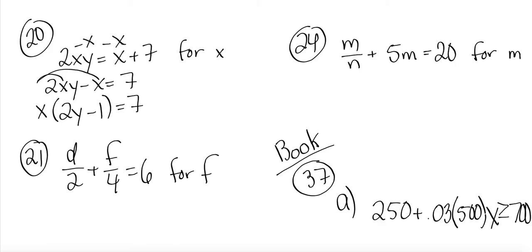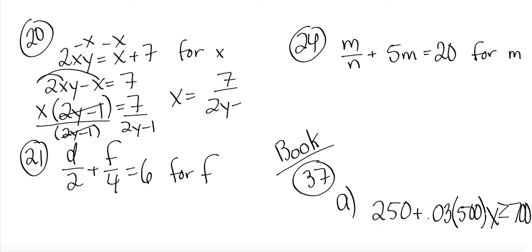Okay, so we're just factoring. We're doing like reverse distributive property here. And then to get the x by itself, we're going to divide the 2y minus 1 out, and then we'll be done, because this will cancel here. So we'll have x equals 7 over 2y minus 1. So that's the answer for number 20.